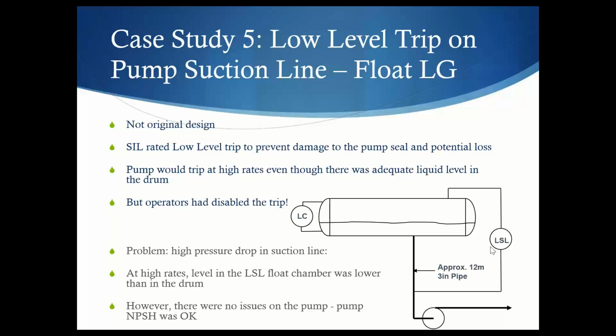But the operators had disabled the trip because it was causing them so many spurious low-level trips, even though there wasn't a low level there. It's just due to the DP, and because it's measuring delta pressure between the vapor and the suction of the pump, it was causing the trips to occur.